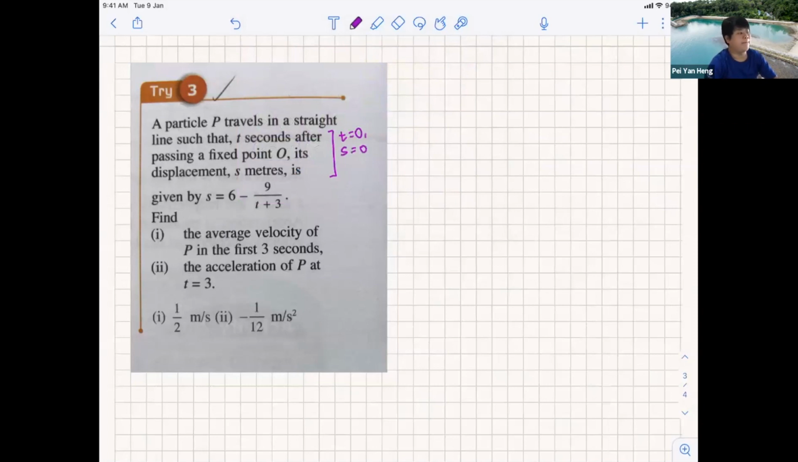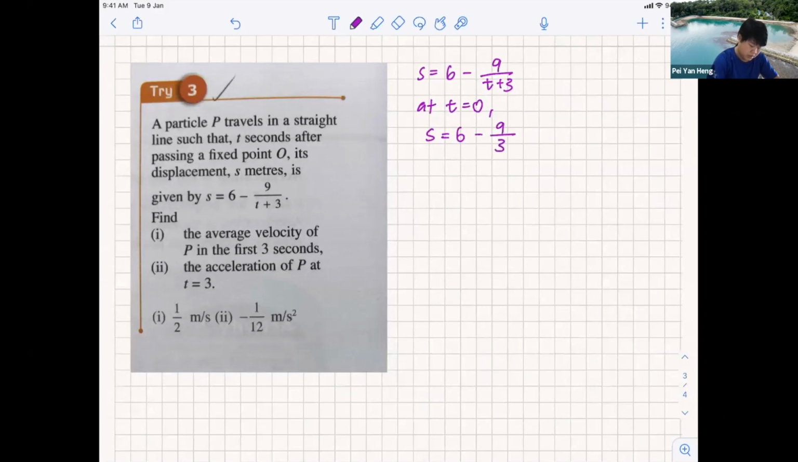Let's check. It's not 0. Wrong. So let's check. We have s equals 6 minus 9 over (t plus 3). At t equals 0, we know that s would be 6 minus 9 over 3, which is 3 meters. Let's check: 9 divided by 3, then 6 minus 3.